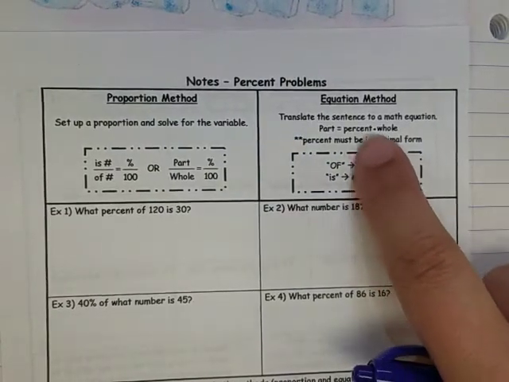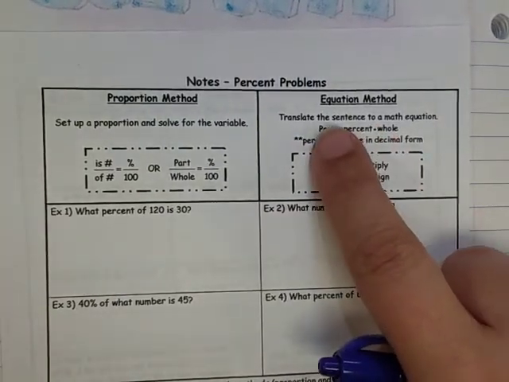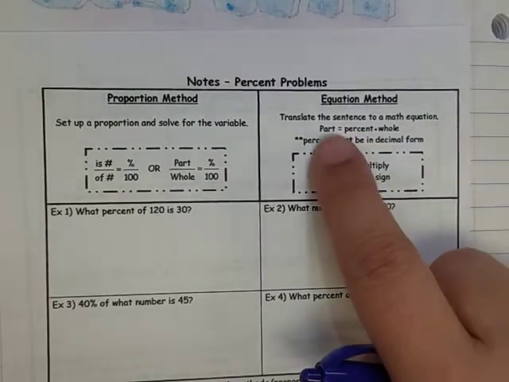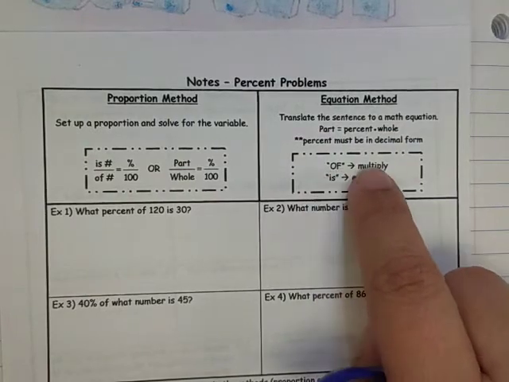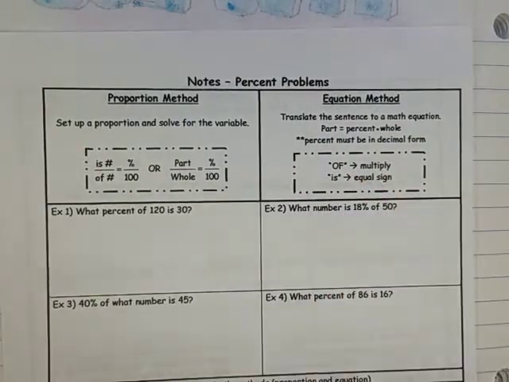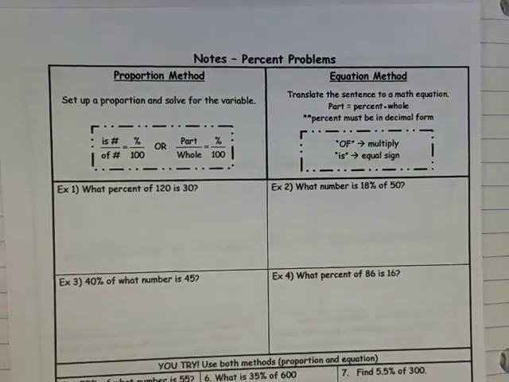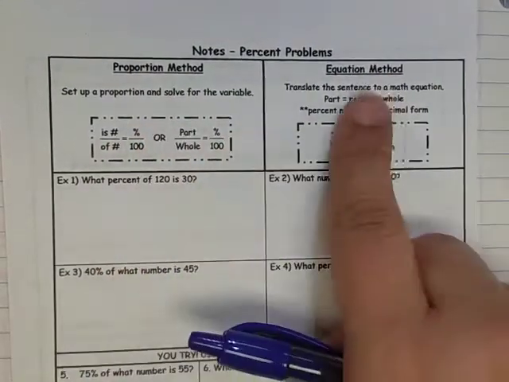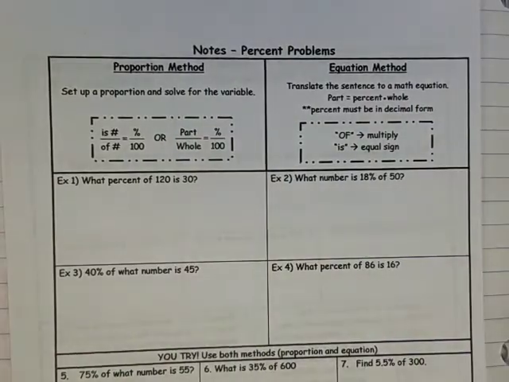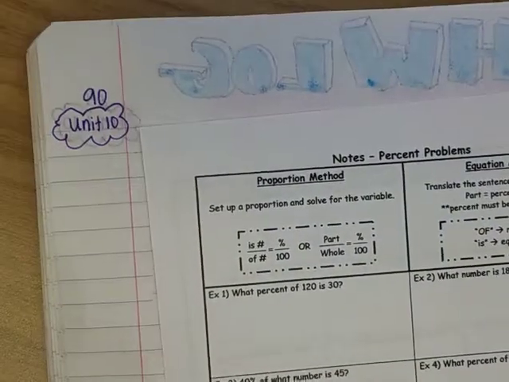Then a different method is the equation method. So you're going to translate the sentence into a math equation. It's your part equals percent times whole. Of just means to multiply, is your equal sign. So let's start with the very first one. I typically do the proportion method a lot, but we're going to try both. That way you can be familiar with both.